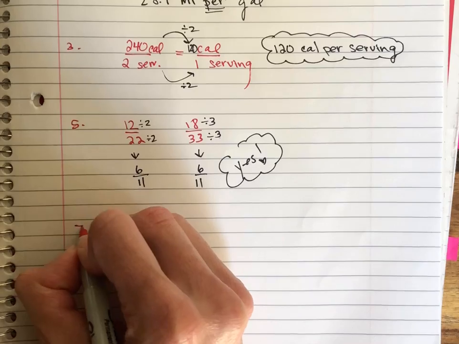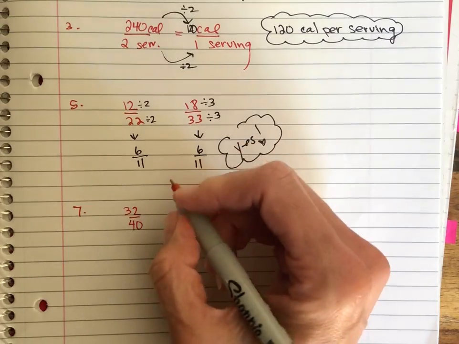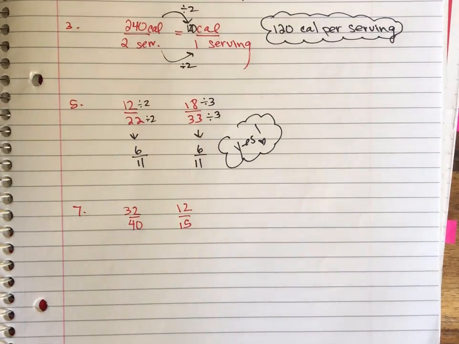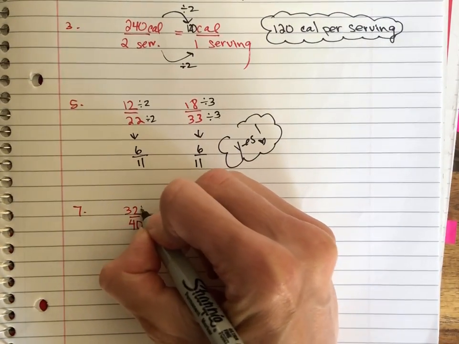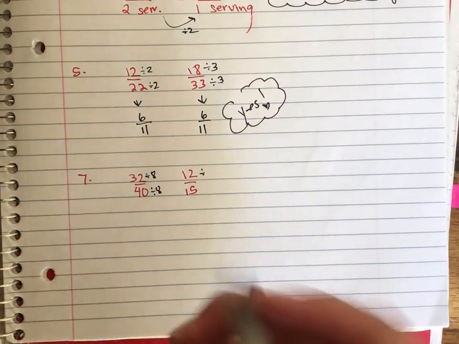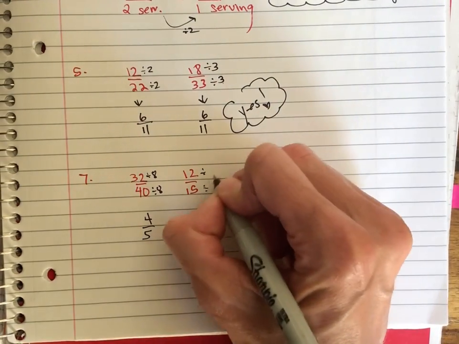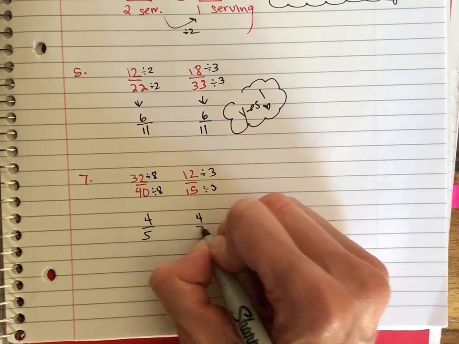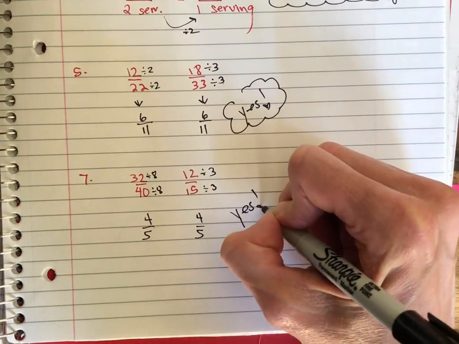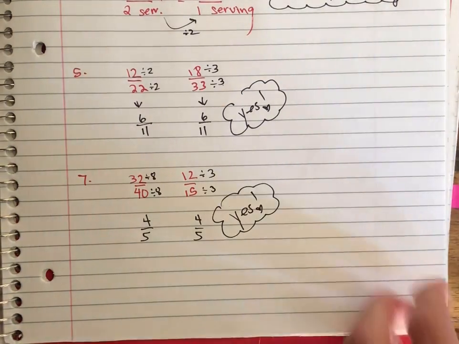Same idea for number 7. So now we're given 32 to 40 and 12 to 15. So again, you can use cross products, you can reduce, you can find a common denominator. I always like to reduce when possible, just a personal preference. So the first ratio, I'm going to divide by 8, and I get a 4 to 5 ratio. And then the second ratio, I'm going to divide by 3, and I get 4 to 5. So these ratios are equivalent. So we would say, yes, these 2 ratios are proportional, or they can form a proportion. Okay, number 9.